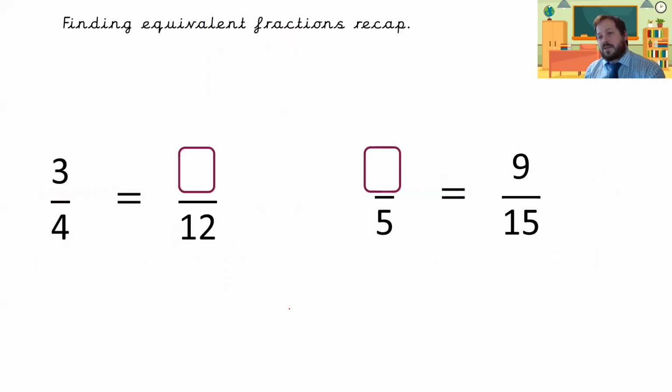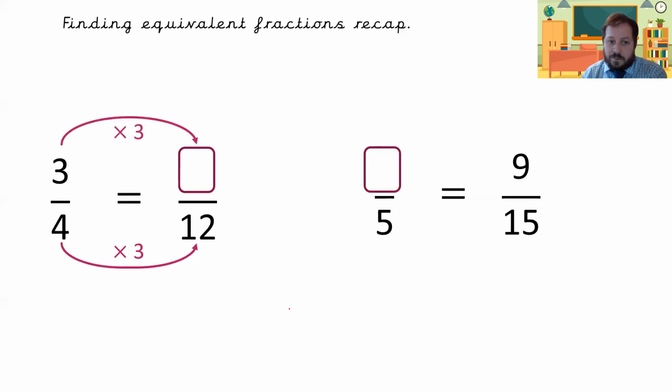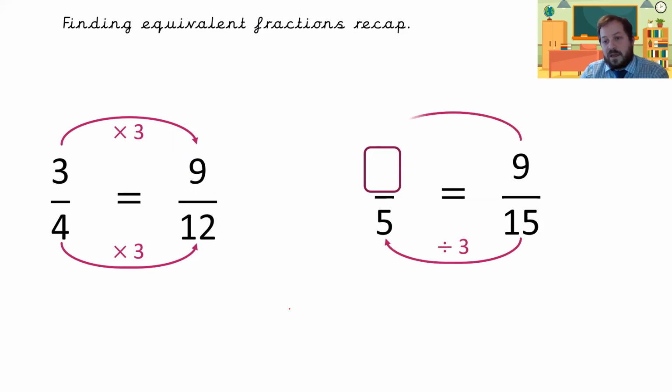So finding equivalent fractions, just a recap, here's what we did before. You find out what you do to the bottom. So if I times the bottom by 3, I have to times the top by 3 as well. So 3 times 3 would be 9. Vice versa, if I've got the fraction 9/15 and I'm coming down to 5, I know I'm dividing by 3. If I'm dividing the bottom by 3, I need to divide the top by 3, so 9 goes to 3. That's how we find equivalent fractions, and that's what we're using to do this.